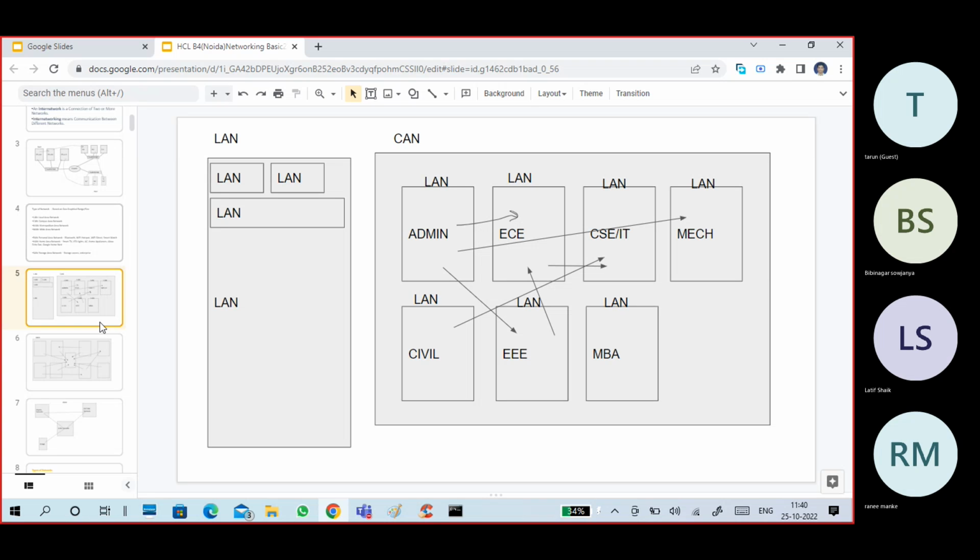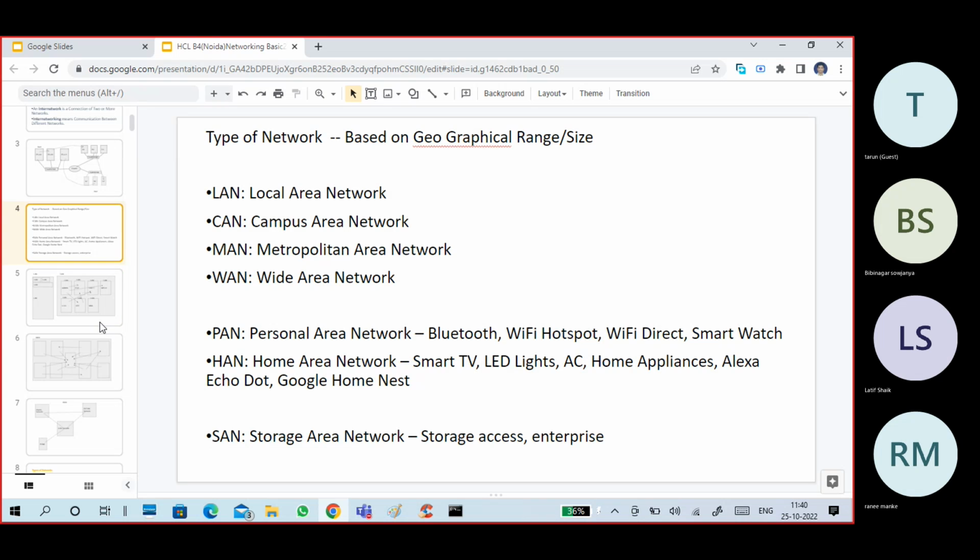Like if you go to the TCS campus, Cognizant campus, Tech Mahindra campus, there are several buildings in one single area. All of them can communicate with each other, or we can connect to each other, but within the campus. That is a campus area network. That's just a physical range.